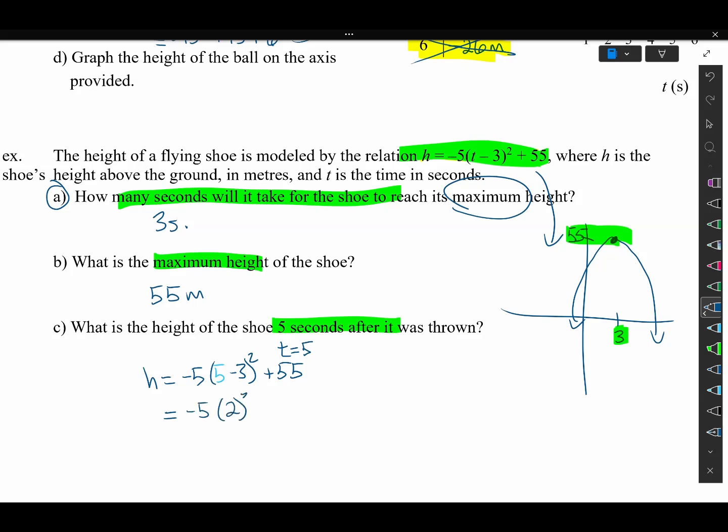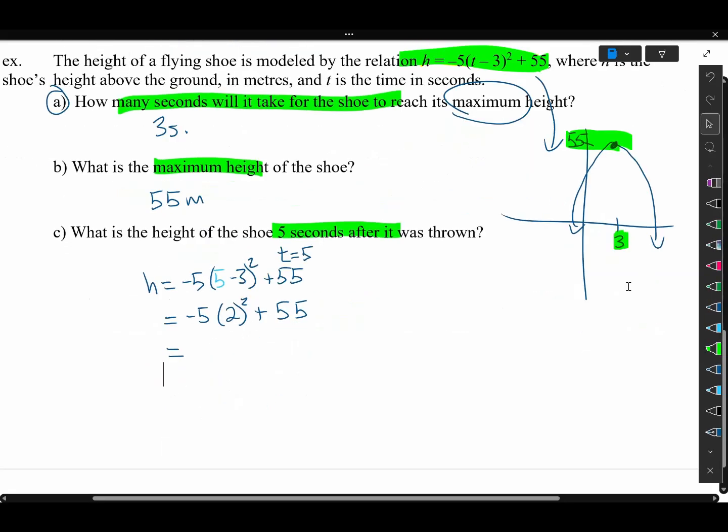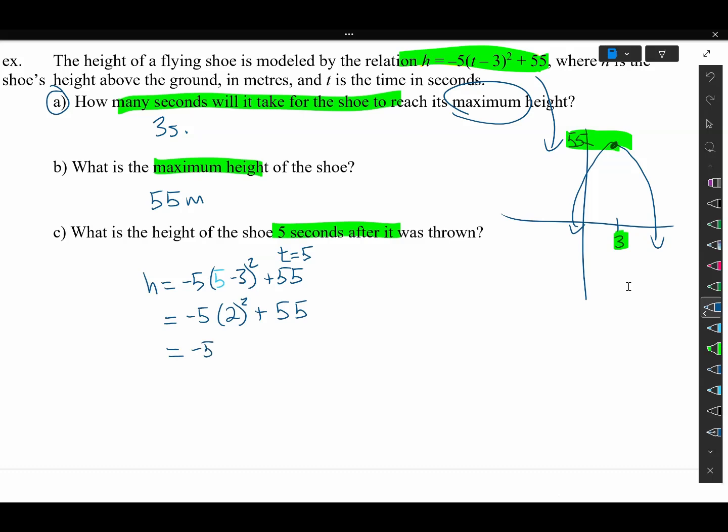We're working through. Nothing in particular is challenging in a new way right here. We're just following our steps as we have learned. So -5 times 4 plus 55. We're performing our multiplication. That's -20 plus 55. Okay, so we know that our height is 35 meters.